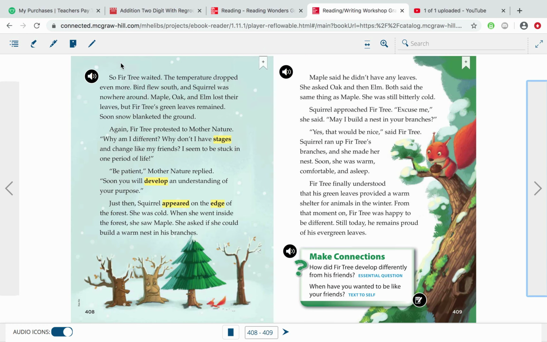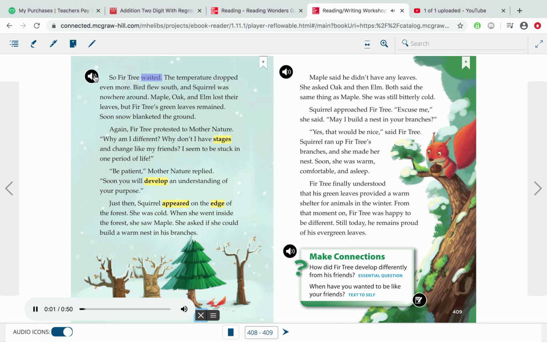All right, page 408. So Fir Tree waited. The temperature dropped even more. Bird flew south, and Squirrel was nowhere around. Maple, Oak, and Elm lost their leaves, but Fir Tree's green leaves remained. Soon snow blanketed the ground. Again, Fir Tree protested to Mother Nature. "Why am I different? Why don't I have stages and change like my friends? I seem to be stuck in one period of life." "Be patient," Mother Nature replied. "Soon you will develop an understanding of your purpose."